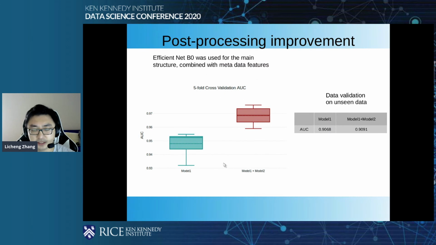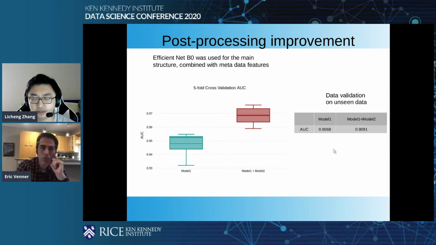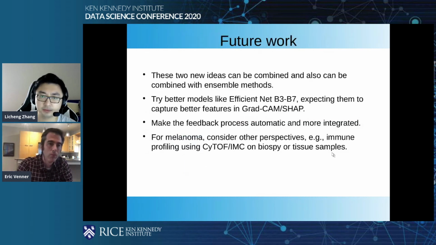And same thing here, we see some improvement in the training data set, but on the data validation, we see not a big difference. Again, I think the validation data doesn't have the same kind of distribution as the training data here. And I believe there is room to improve for the second idea.